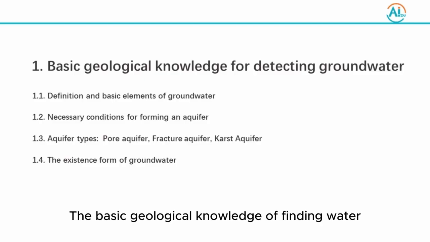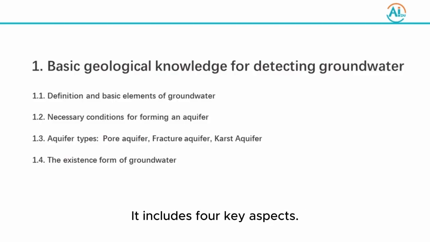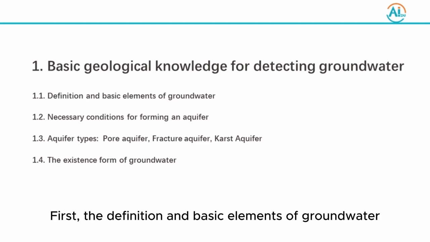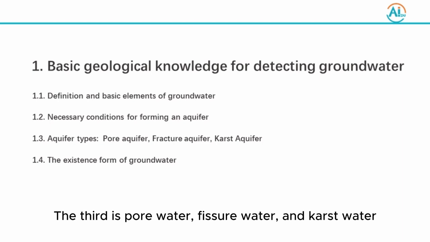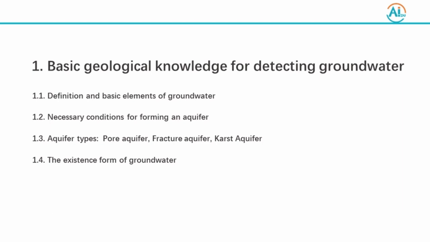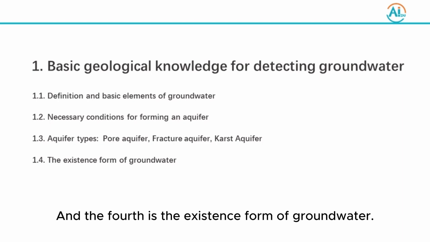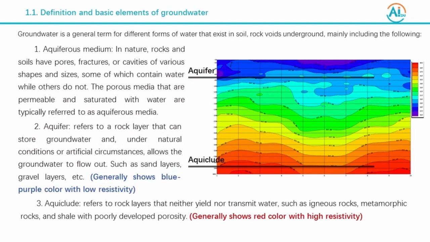The basic geological knowledge of finding water. It includes four key aspects. First, the definition and basic elements of groundwater. The second is a prerequisite for building an aquifer. The third is pore water, fissure water, and karst water. And the fourth is the existence form of groundwater.